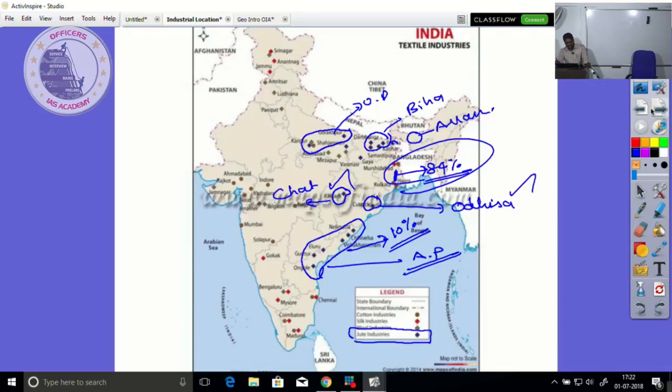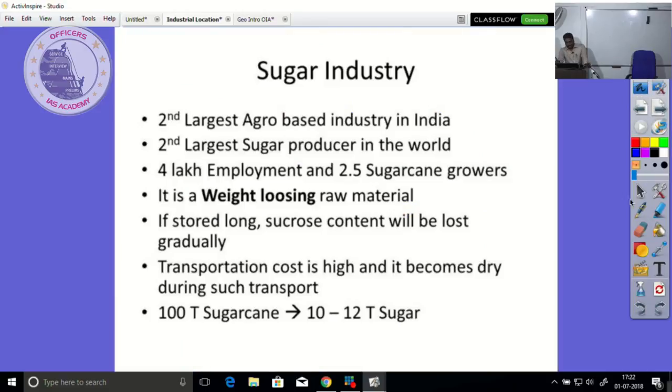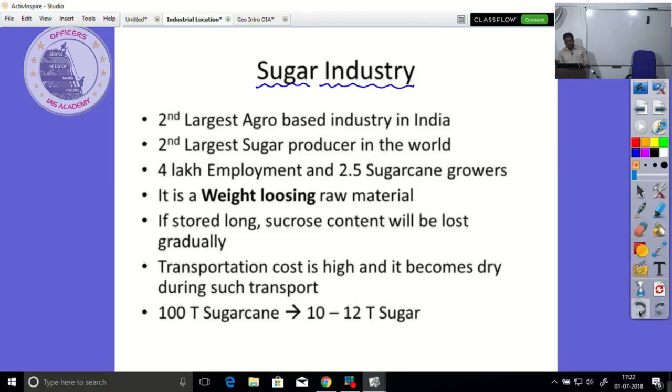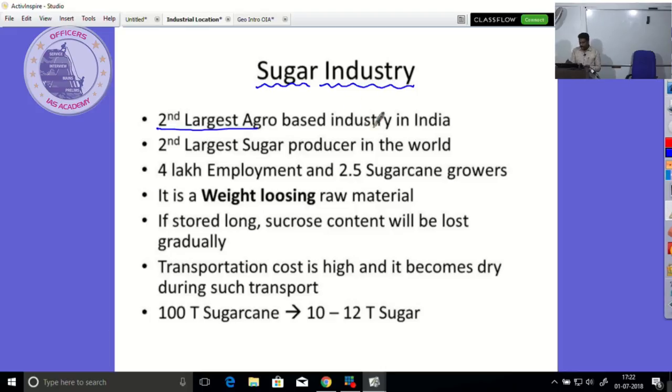Right, sir. Two industries we have seen: one, cotton, and number two, jute textile industries. The third agro-based industry in India, let me talk about the sugar industry. Now some of the basic facts about the sugar industry. The sugar industry is the second largest agro-based industry in India, next only to cotton.